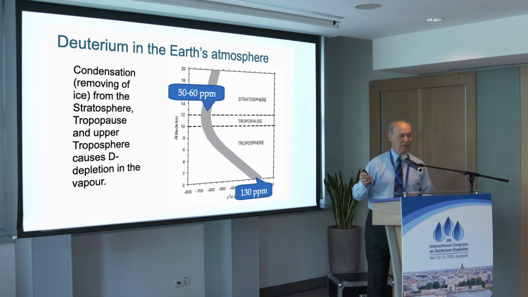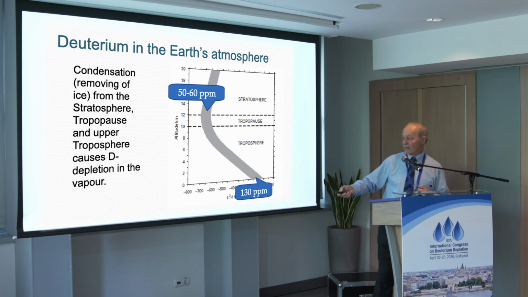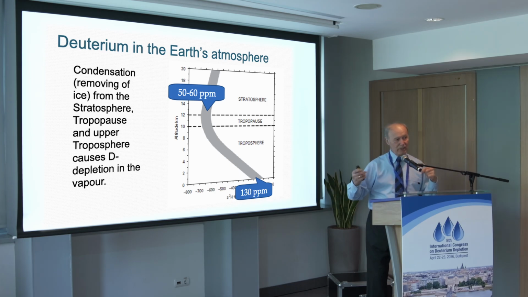This is the last slide about the water cycle. Let's go to the atmosphere and have a look at the vapor in the atmosphere. As you can see on this diagram, the vapor just over the Earth's surface has a relatively low level of deuterium, compared to the water, because you remember that the deuterium is enriched in the condensate. So the vapor contains less.